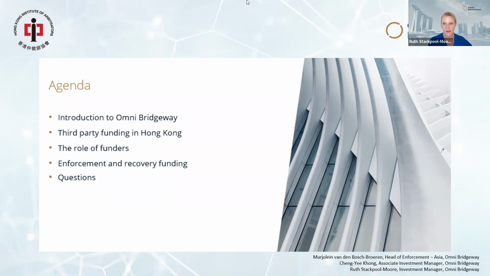Then we'll look at how the funding relationship works. So move on to some of the practicalities in terms of the role of funders and how we operate in the context of a dispute that we're funding. And then last but not least, Marjolein will share her great expertise on how we then turn successful awards into recoveries for our clients, and some of the background in terms of how we do that. So moving straight into an introduction to Omni.